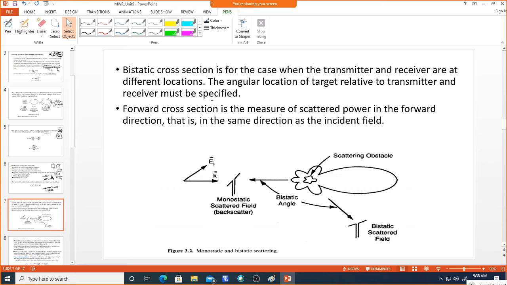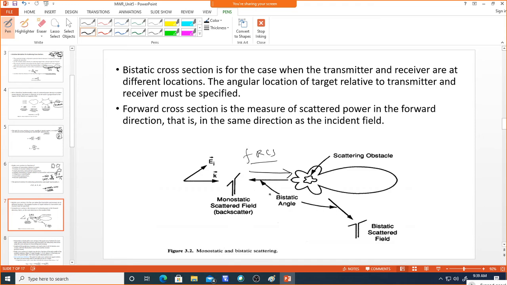Now the forward cross section is the measure of scattered power in the forward direction, that is, in the same direction as the incident field. You can see here that whatever the incident field in the forward direction, the scattered field is also in the same direction. If the scattered power is in the same direction as the incident field, we call that the forward radar cross section. This is based on the forward scattering theorem, and based on that we find the radar cross section of the target.